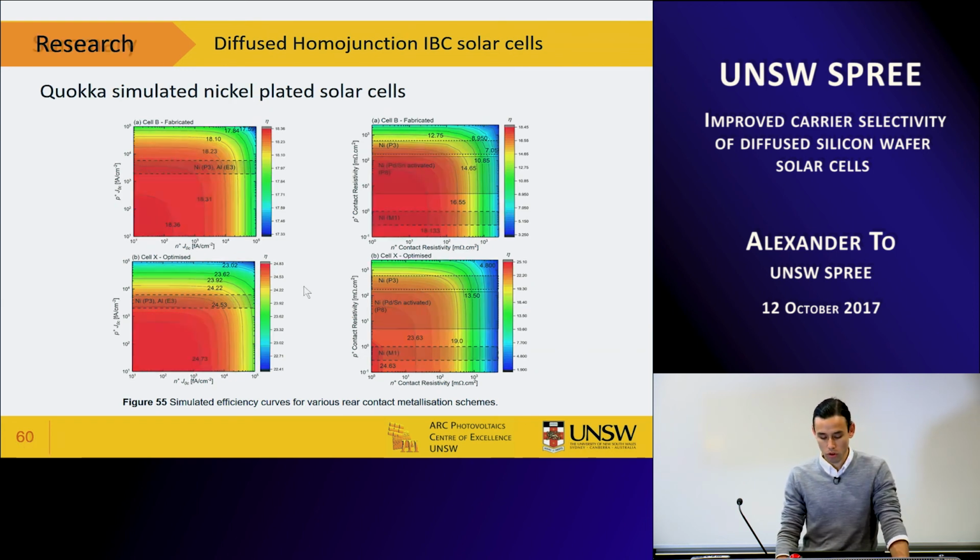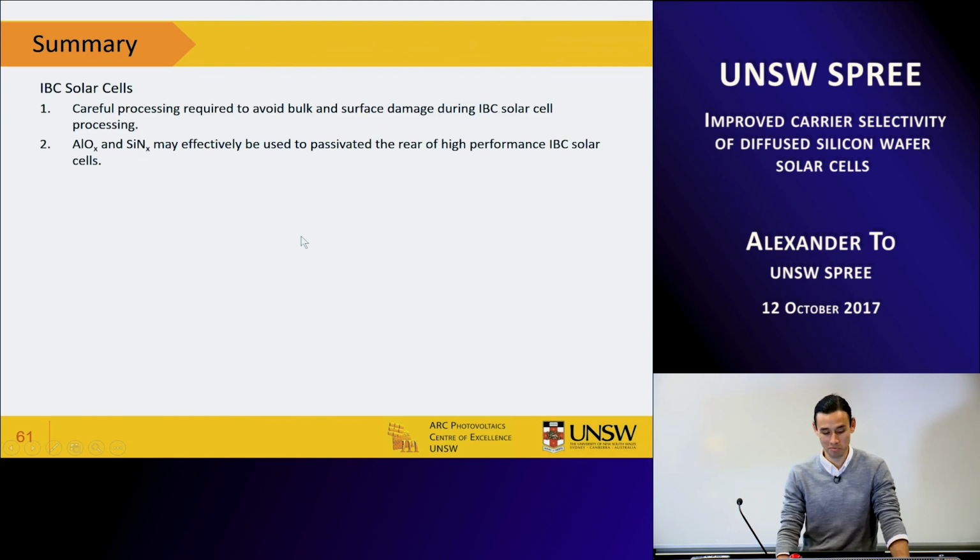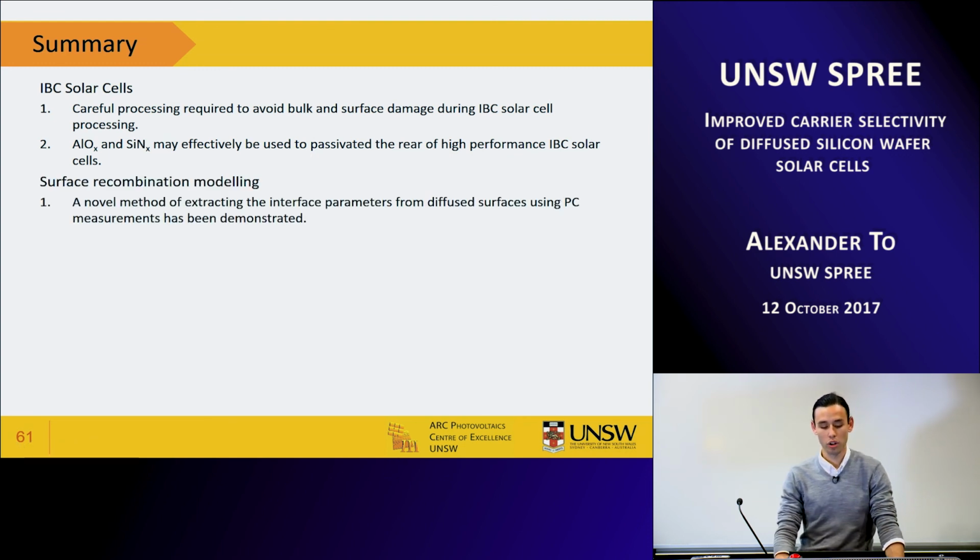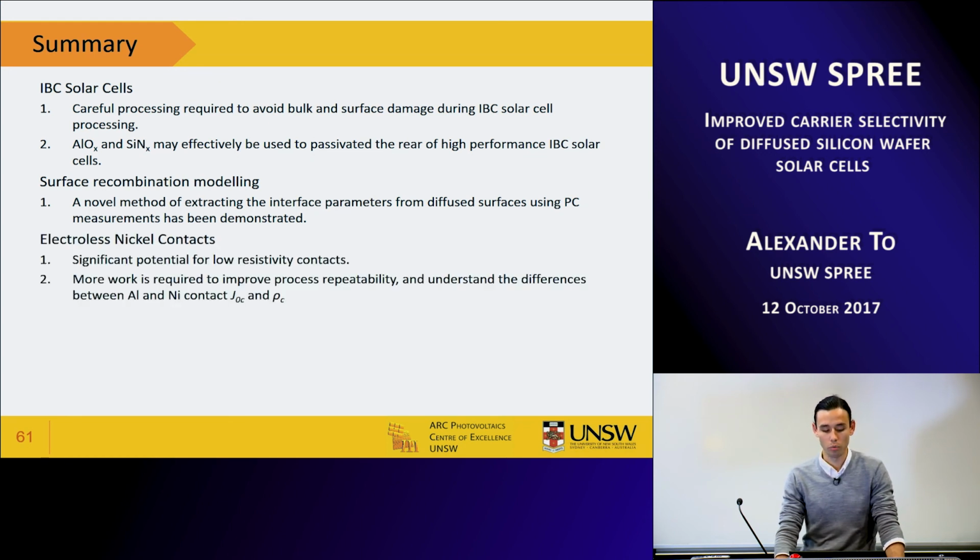And that's it. So in summary, with IBC cells, careful processing is required to avoid bulk and surface damage, and we want to show eventually that ALOX and silicon nitride may effectively be used to passivate the rear of these high-performance IBC solar cells. The surface recombination modeling helped us develop a novel method of extracting the interface parameters, and we feel that there's significant potential for electrolytic nickel-plated contacts. However, we really need to improve the repeatability and understand the differences between aluminium-silicon and nickel-silicon interfaces.